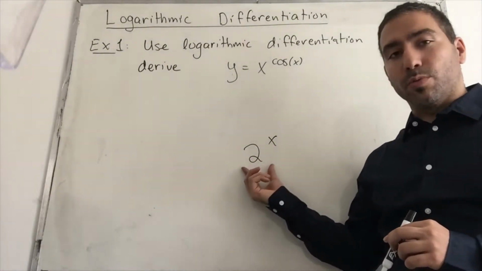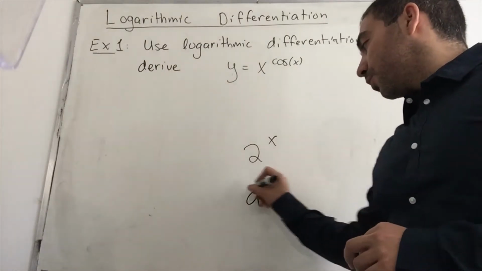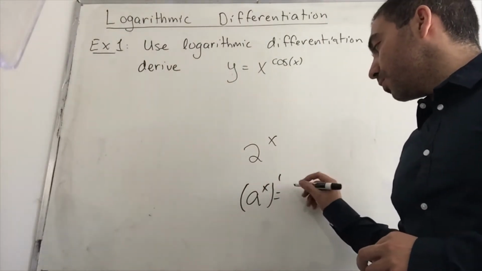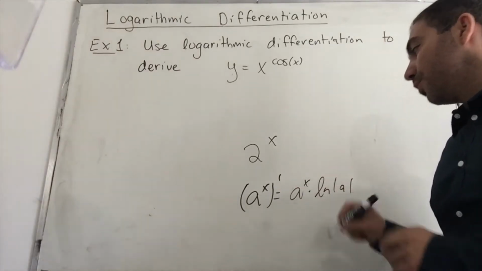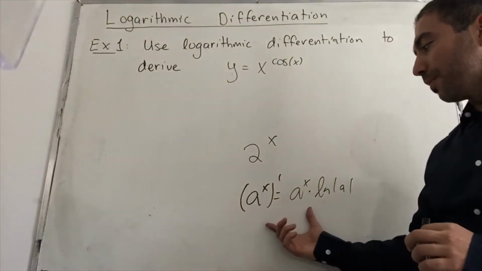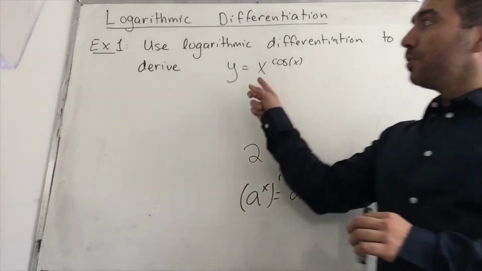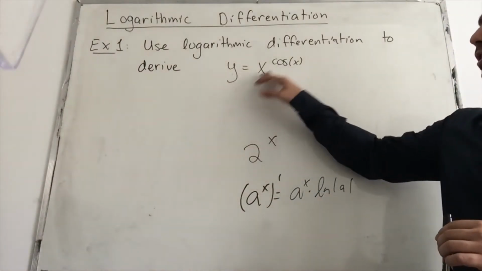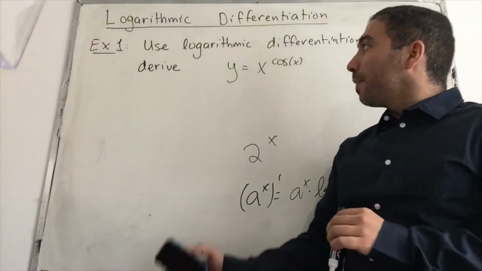We have a rule for this. Here you would use the property that the derivative of a to the x is equal to a to the x times ln of a. You don't use logarithmic differentiation. It's still going to work, but you're just taking more time than you have to. So be careful. You're using logarithmic differentiation when you have a function in the exponent and a function on the base. That's what you should keep in mind.